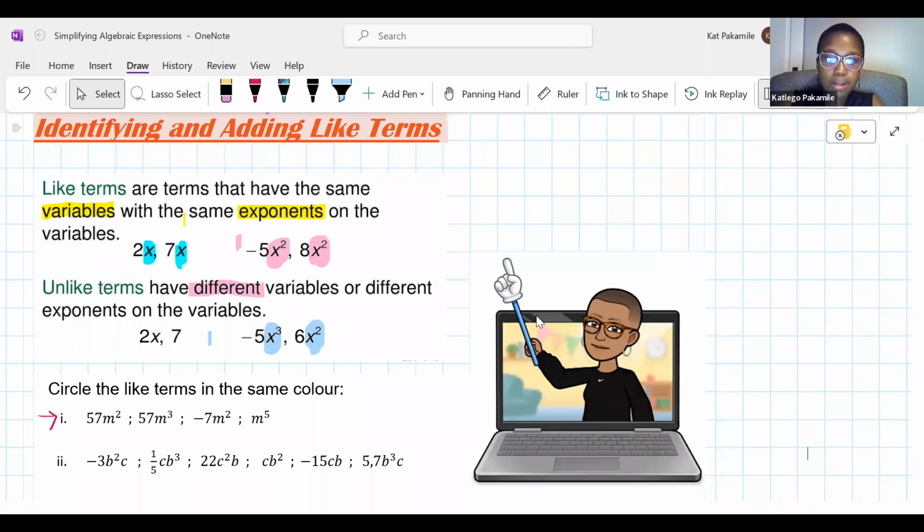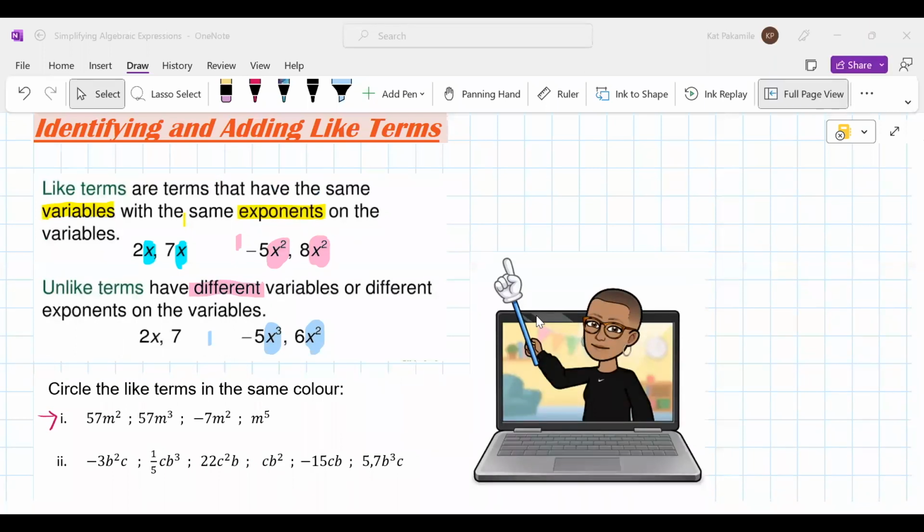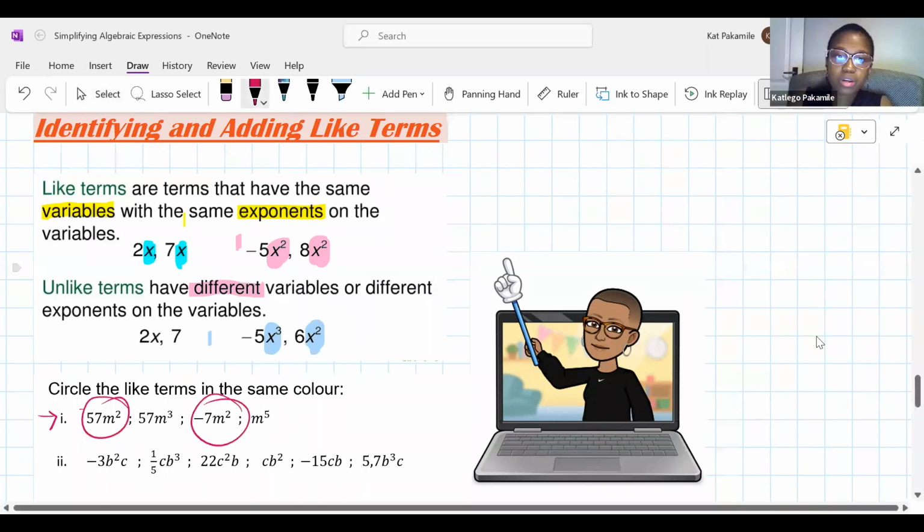There we go, Palisa. Tammy has helped you in the chat. Check the chat. It's 57m to the power of 2. And which one? 7m to the power of 2. Negative 7. You must say the negative. So it's these two. That will be correct. Palisa, I hope you got your screenshot.